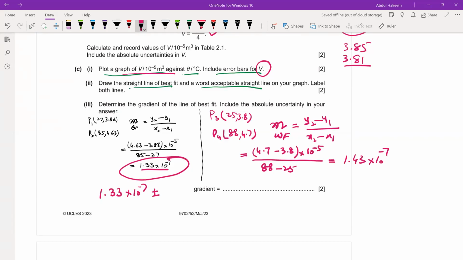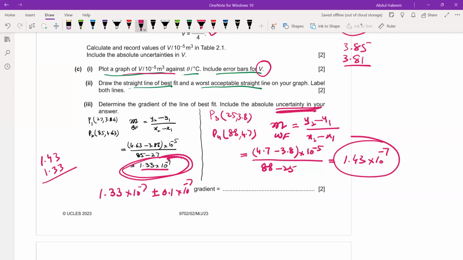But we have to write the absolute uncertainty. So the difference of these two answers is the uncertainty. The difference is 1.43 minus 1.33, so you will get 0.1. So 0.1 into 10 power minus 7. Now the final answer will be 1.33 plus minus 0.1 into 10 power minus 7. So this is the final answer for the gradient.